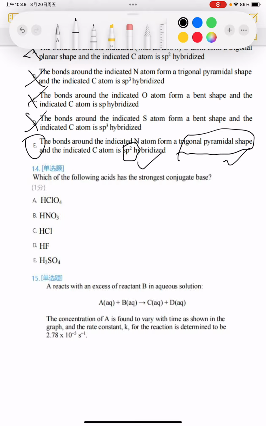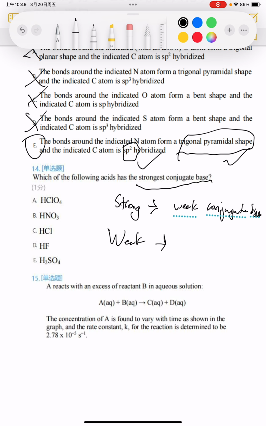Okay, moving on. Question 14 asks us, which of the following acids has the strongest conjugate base? A strong acid gives a weak conjugate base, so we want to find a weak acid, which would give us a strong base. Over here, this is a strong acid, this is also a strong acid, and this is also a strong acid. So the only weak acid here is option D.